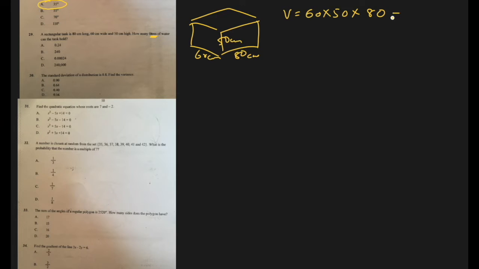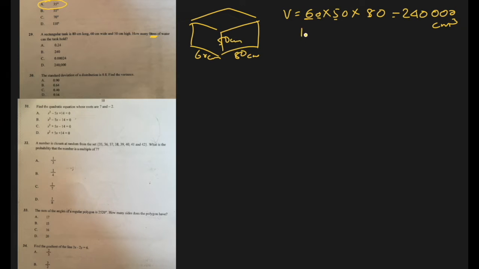29. A rectangular tank is 80 centimeter long. Okay. So let me draw it here. 80 centimeter long, 60 centimeter wide, and 50 centimeter high. How many liters of water can it withhold? Basically, we have to convert the volume of this into liters. That's what they're saying. So volume will be 60 times 50 times 80. 6 times 5 is 30 times 8 is 240. And then we have 3 zeros. 1, 2, 3 centimeter cube.